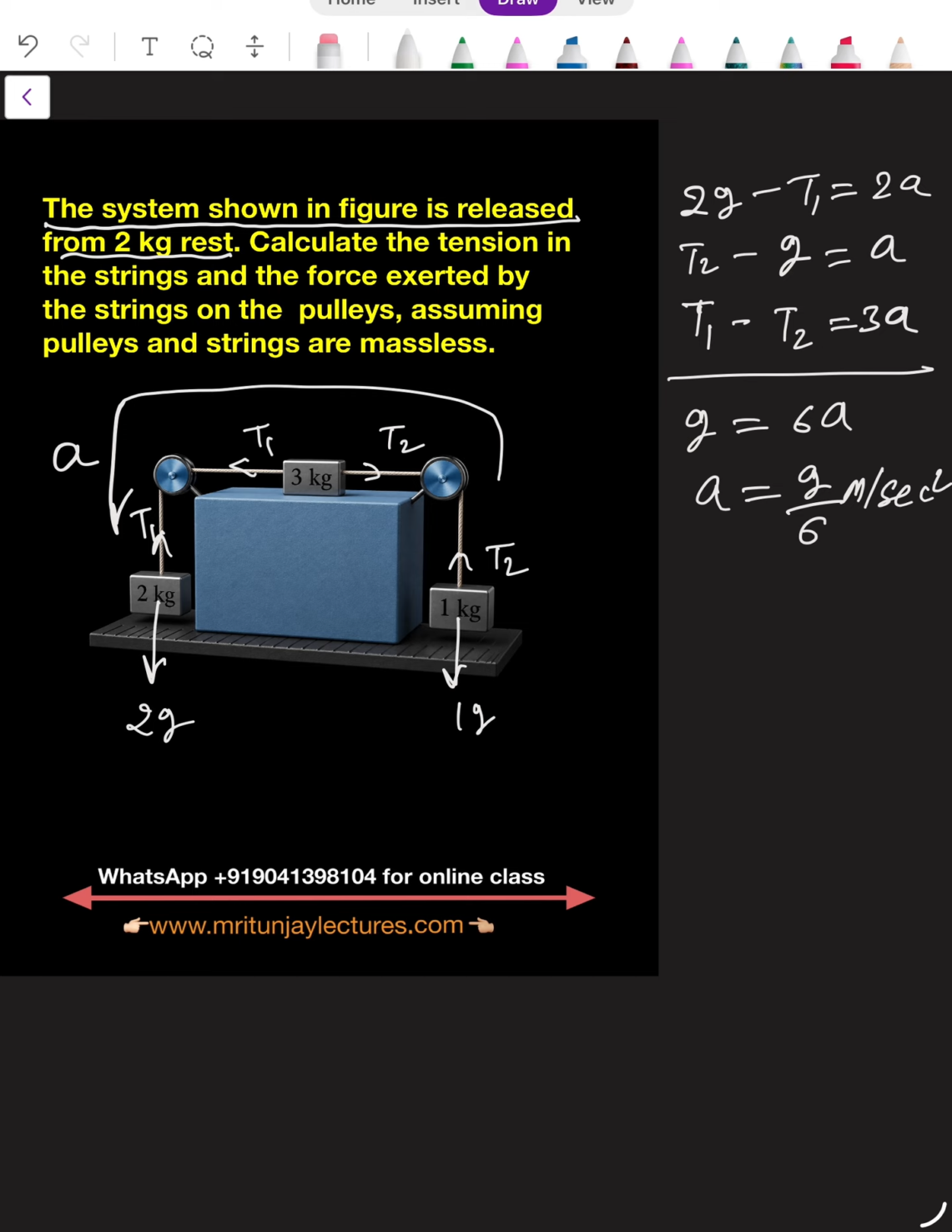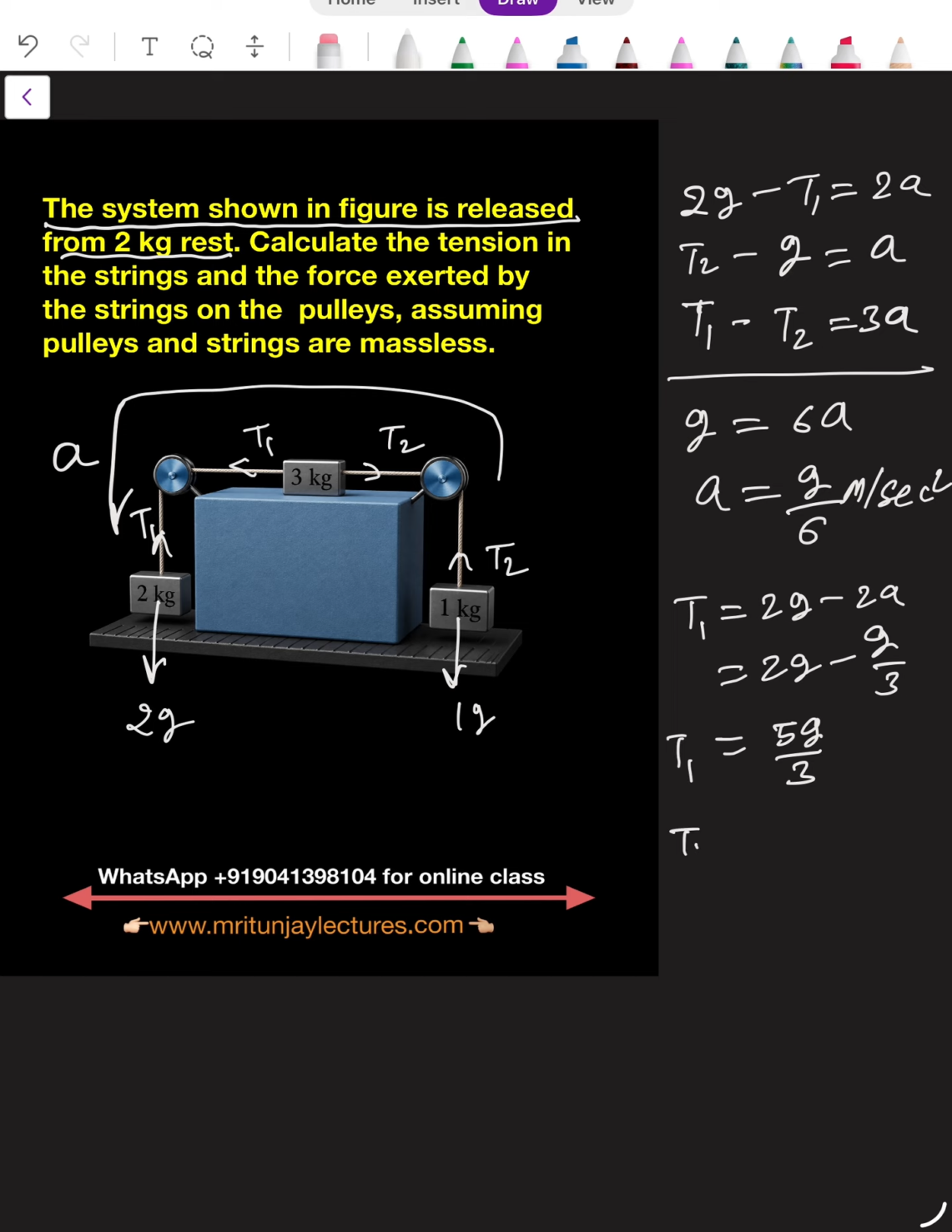Now, next target, how can we determine T1? T1 is basically 2g minus 2A. So 2g minus, okay, A is g by 6, so 2A means g by 3. If A is equal to g by 6, so finally 2 into g by 6 is basically g by 3. Okay, so now 6 minus 1, that is 5g by 3. T1.